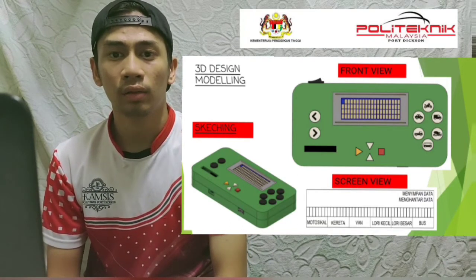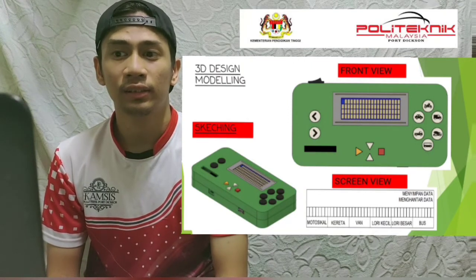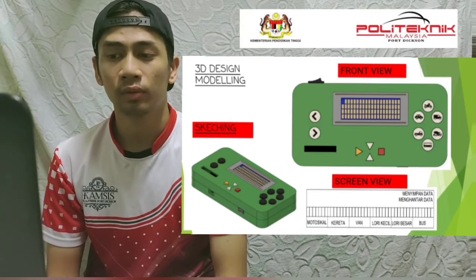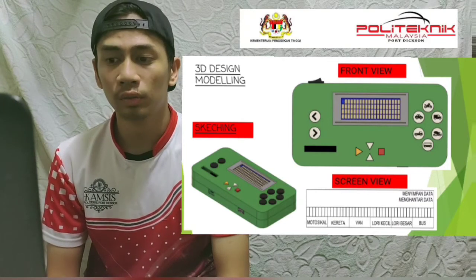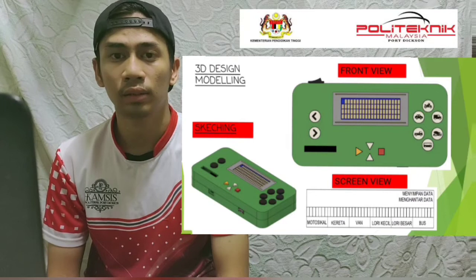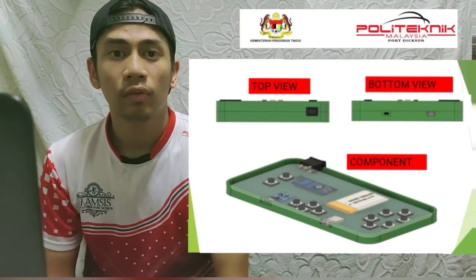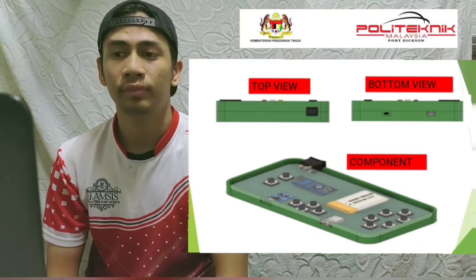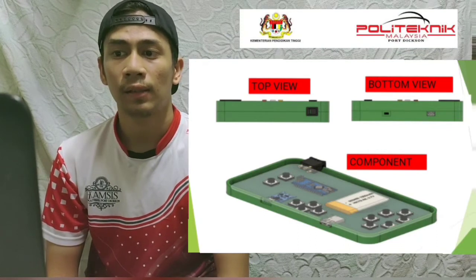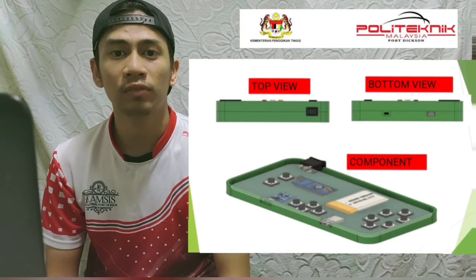The black square is for the solar system, and two buttons at the left are to change the intersection. Next, the screen view. At the screen view, we see how to save and transfer the data, and we also see motorcycle, car, van, small lorry, big lorry, and bus counter digits. In the top view, we see a button to switch I-coft on or off. In the bottom view, we see the micro USB and USB. Micro USB is for charging and USB is for transferring data.